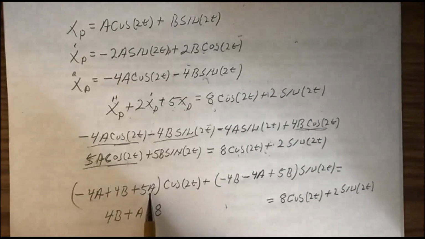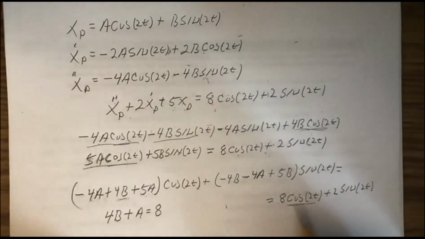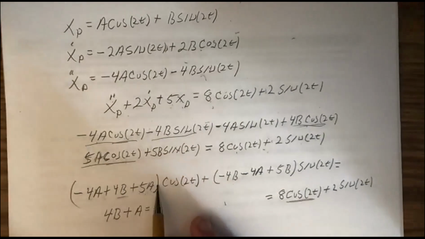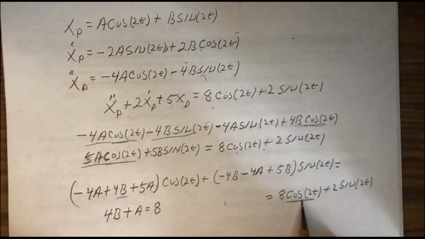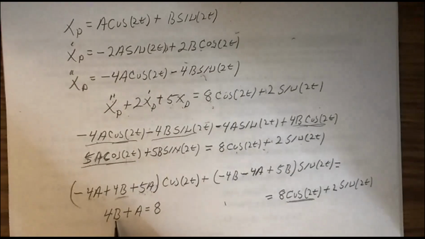This is a 4b here, and then this is going to give me an a, right? I got the 5a and the 4a, so that gives me an a, and that has to be equal to 8. Because we're matching the constant that's in front of the cosine with the constant that's here. So I get 4b plus a is equal to 8.